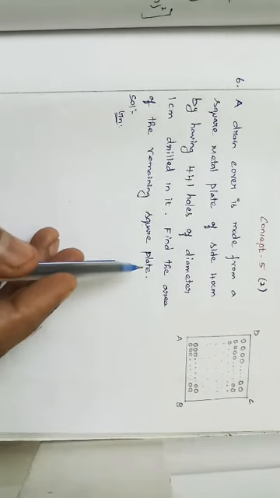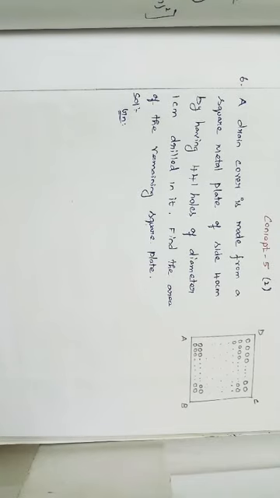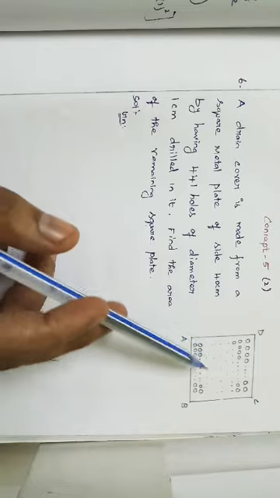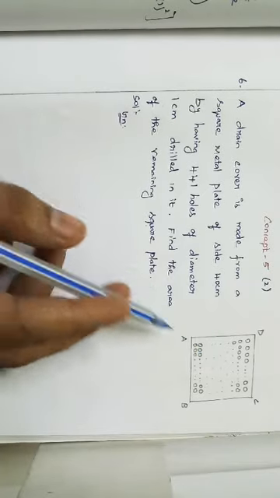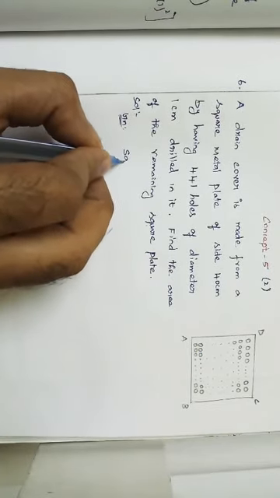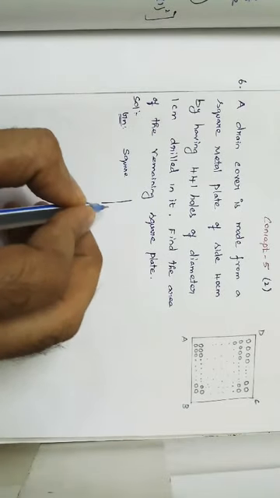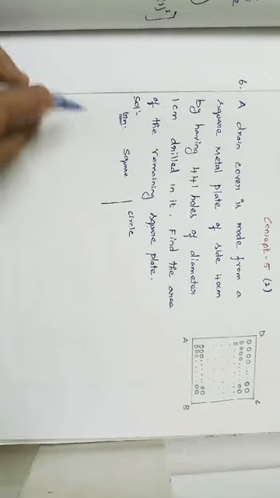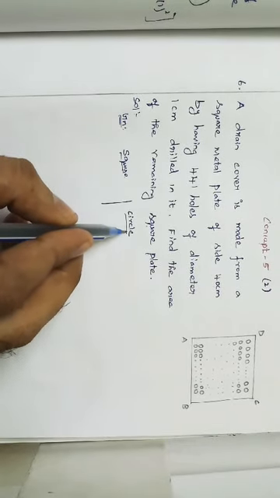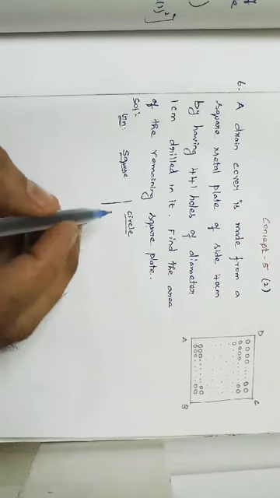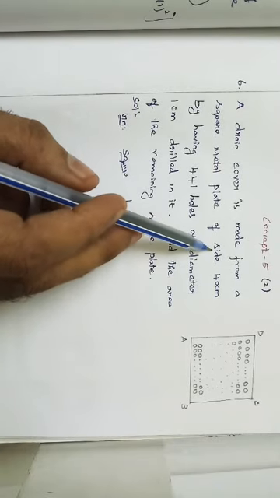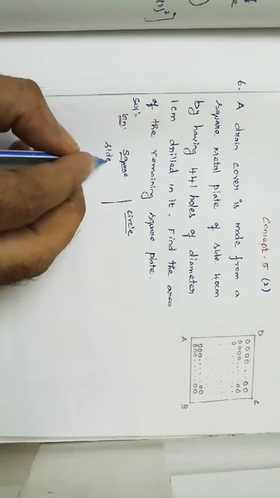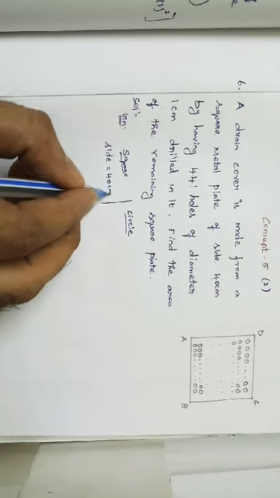Remaining square plate. So first in this concept, what we want to write is what are the shapes they are discussing. One is nothing but square, another one is nothing but circle. Square and circle. So for finding the area of a square, what do we need? Side. So side of a square is equal to 40 centimeter.